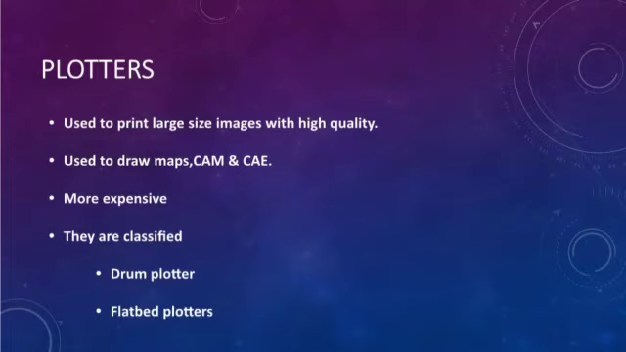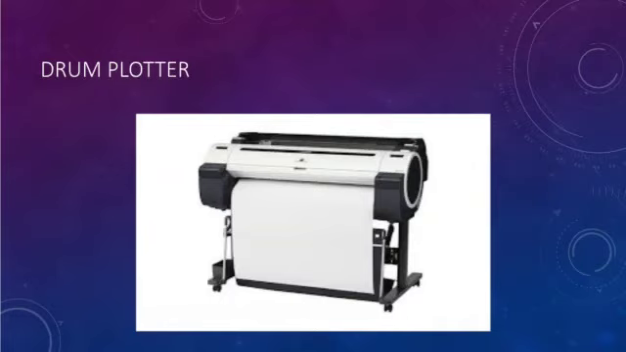Then the plotters are classified into two types, drum plotter and flatbed plotter. The first one is the drum plotter, also known as the roller plotter. The drum plotter rotates the paper while the pen moves across it and draws the image. Drum plotters are used to produce continuous output such as plotting earthquake activity. So, these are used to draw images as a pen moves across.